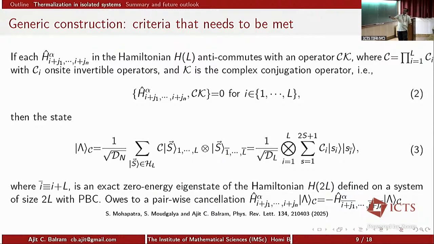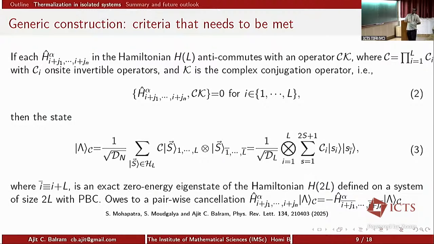Okay, so the way this zero energy thing happens is there is a cancellation. If you look at the Hamiltonian's action on the state lambda, on the sites I plus J1 to I plus Jn, that term will be precisely cancelled by the action of the Hamiltonian on sites I plus J1 bar to I plus Jn bar. Remember, by bar, I mean this index with L added to it. So these two will exactly cancel each other. So you'll get a pairwise cancellation of this kind. And because C is a unitary operator, this will generate particle hole symmetry for you. So if the state is at zero energy, it's also a mid-spectrum state in these problems. And that's why this will end up being a zero energy state.